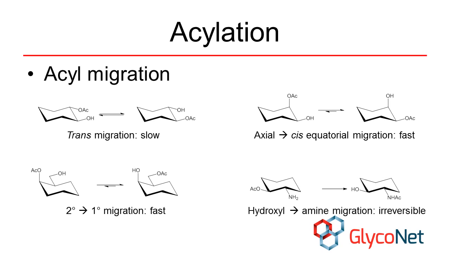One downside to acyl groups is that they can migrate to other alcohols or amines present in the molecule. Acetyl groups migrate more often than benzoyl groups, and transfer most quickly to groups that are cis-oriented and equatorial. Migration between hydroxyl groups is reversible, although the equilibrium lies with primary and equatorial alcohols. Migration from an alcohol to an amine is irreversible.